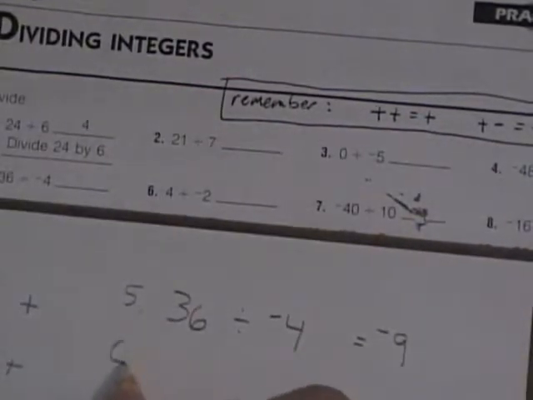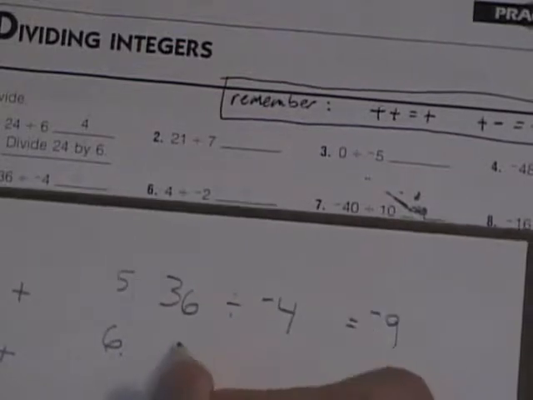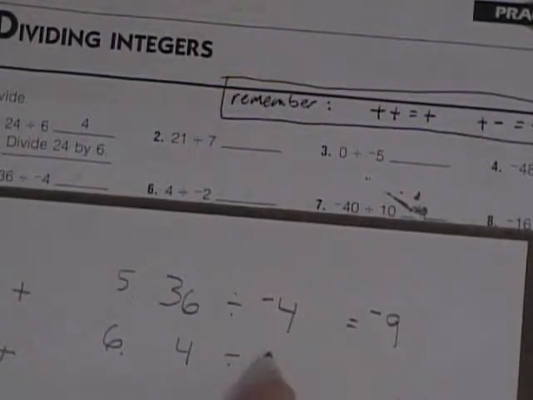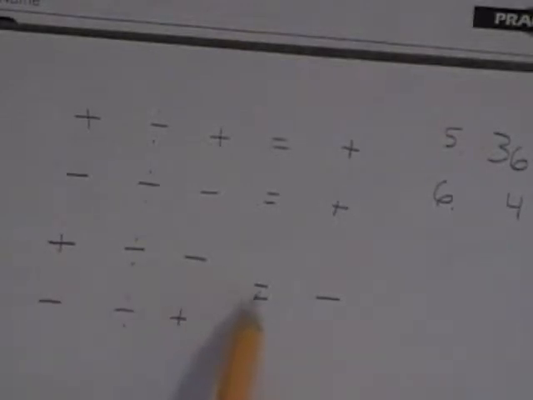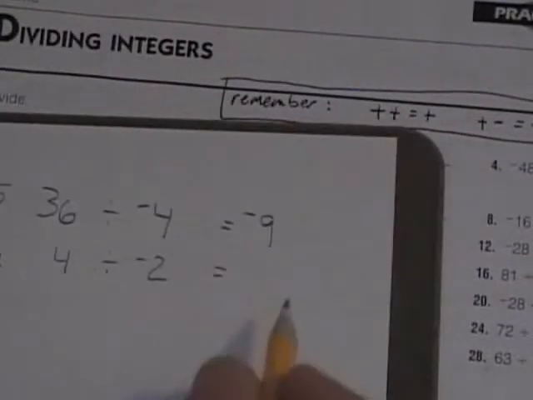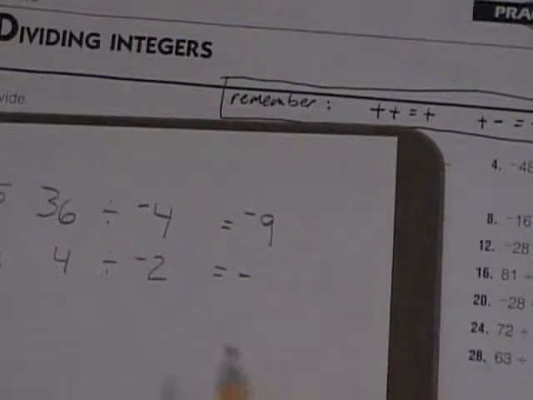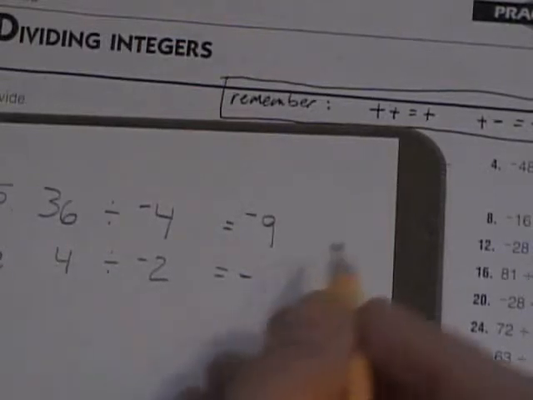Number 6. It says 4 divided by negative 2. Alright, so we've got a positive and a negative. Positive and negative equals a negative. So this will be a negative answer. And then what's 4 divided by 2?